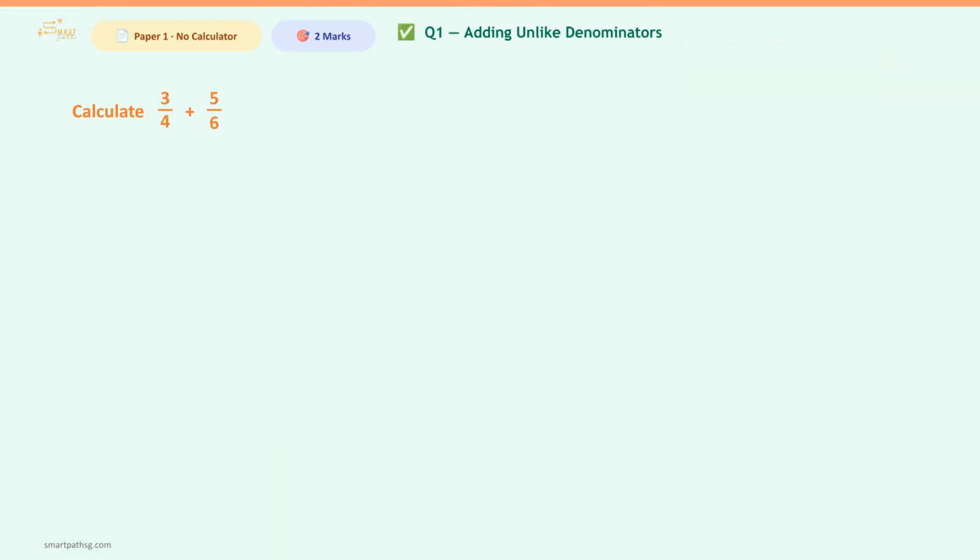Let's look at the solution for question 1, adding fractions with unlike denominators. This is a common 2-mark question in Paper 1, and remember, you must do it without a calculator. Step 1, find common denominators. You cannot add fractions unless their denominators are the same. We need a common denominator for 4 and 6. We find the lowest common multiple, LCM, which is 12.